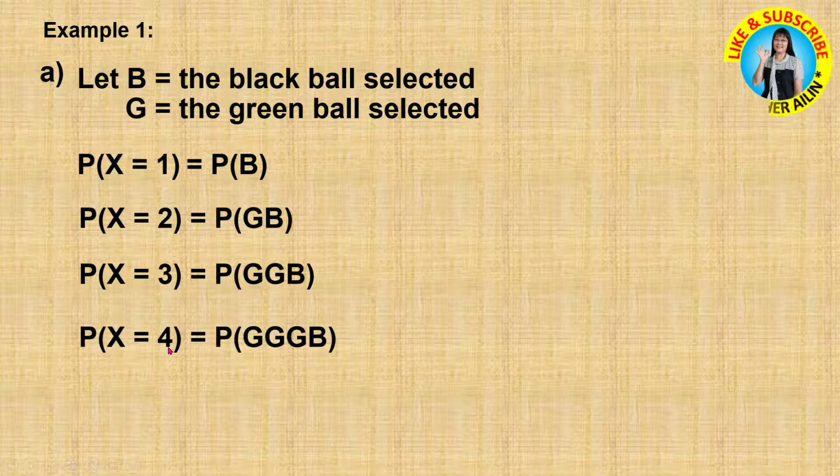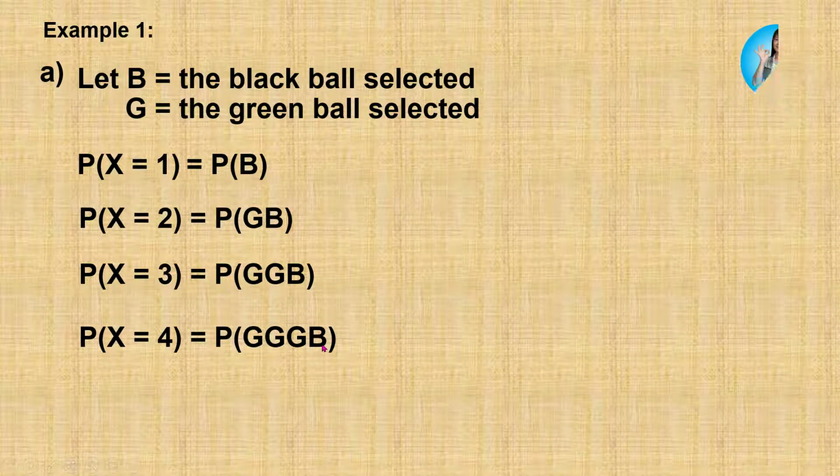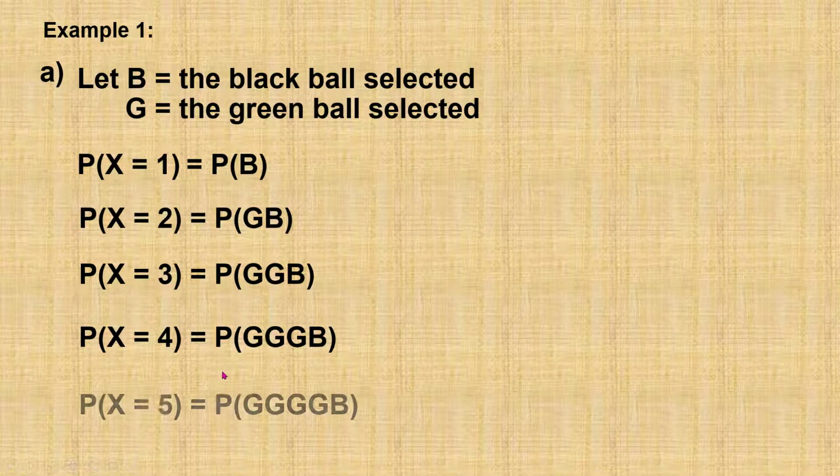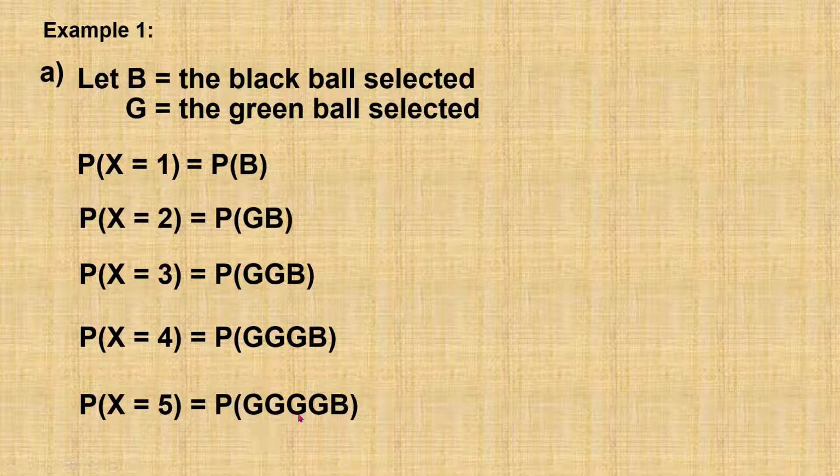And x can be equal to 4, which means first, second, third are green, and the fourth ball is black. And x can be equal to 5, which means the first, second, third, and fourth are green balls, and the fifth selection is black, so we stop at the fifth selection. In this case, x is not possible to be equal to 6 because altogether we have only 4 green balls. So these are the possible outcomes for the random variable x.